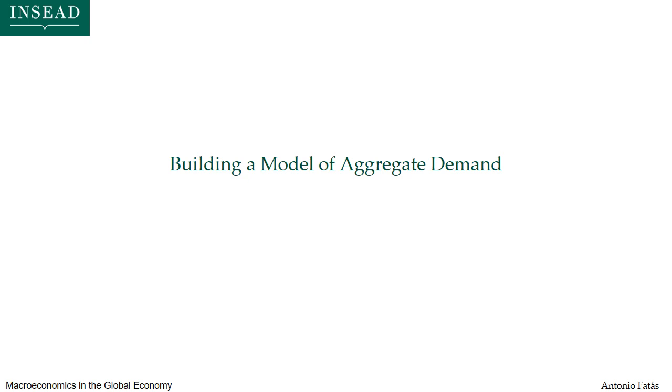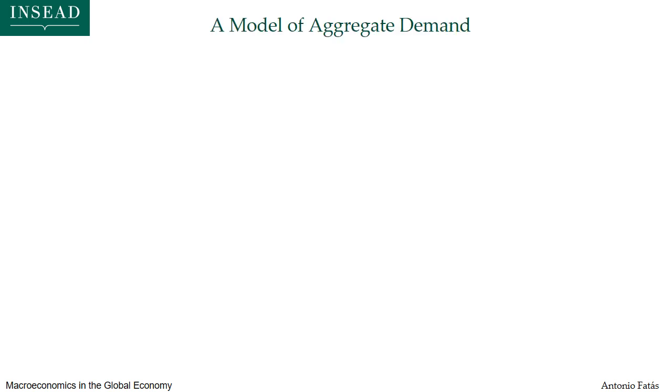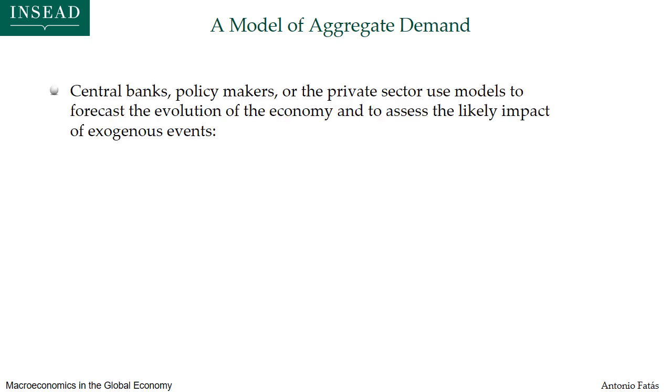In this video, we're going to build a model of aggregate demand to understand how the money market interacts with the components of GDP. Now, what do we mean by a model of aggregate demand? A model of aggregate demand is one that would allow us to answer some of the questions that central banks or policymakers or the private sector ask when they try to think about the evolution of the economy.